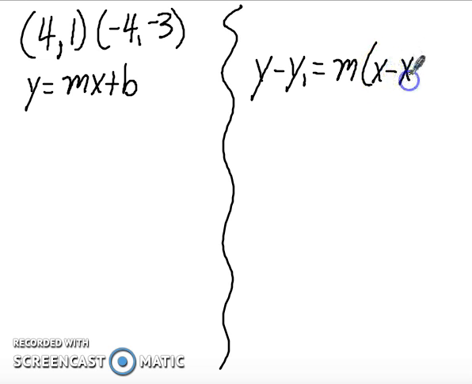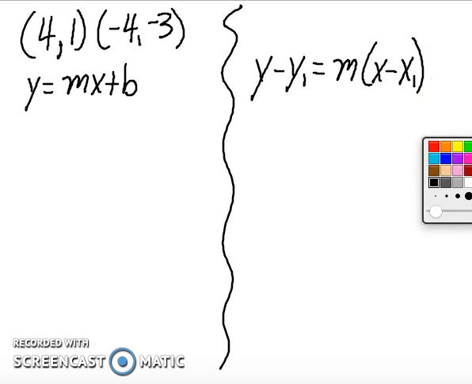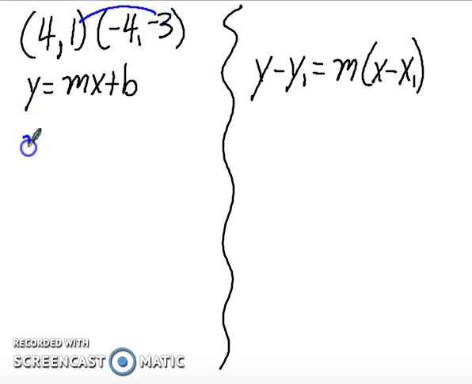X minus x1. Okay, so in doing this one real quickly, we need to find the slope in both of them. So slope, I'm going to go quick. So slope, changing the y's from 1 to -3. Well, that's a change of -4 over, how far do we change from 4 to -4? That's a change of -8. Hey, the negatives cancel, and 4 divided by 8 is 1/2. So my slope is 1/2.